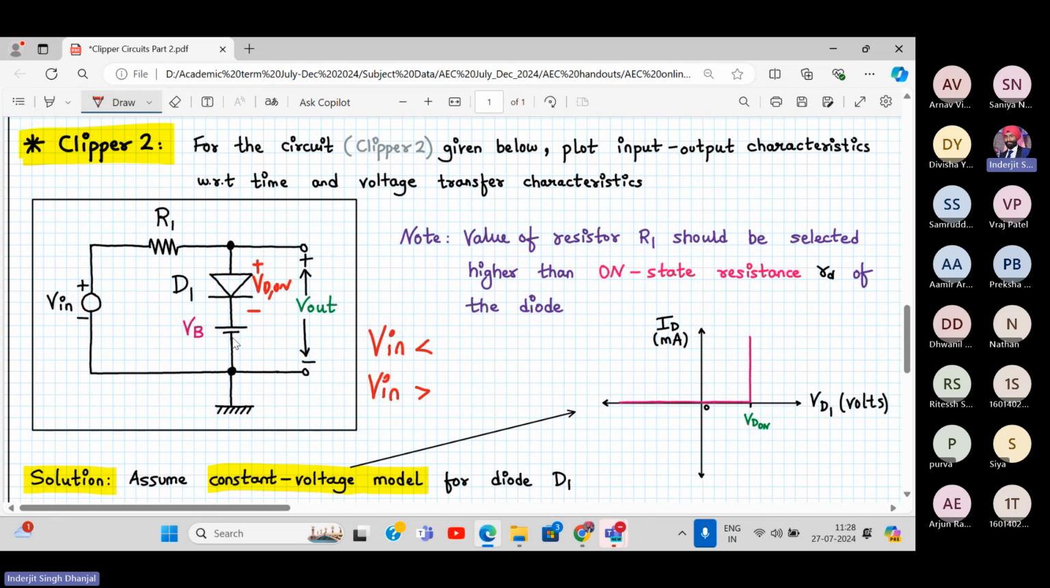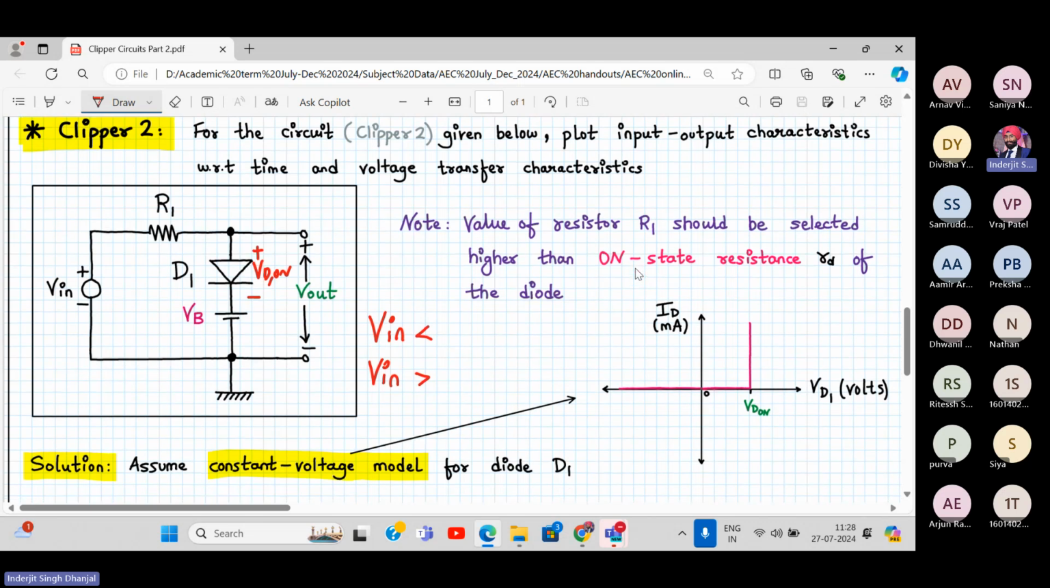Is it helping the diode to turn on, or is it making it reverse bias? Does Vin have to be greater than VD on plus VB or minus VB? If it is not helping the diode to turn on, then it should be plus VB. The Vin has to overcome this VD on voltage and the VB voltage. Or if it is assisting the diode to turn on, then it should be VD on minus VB.